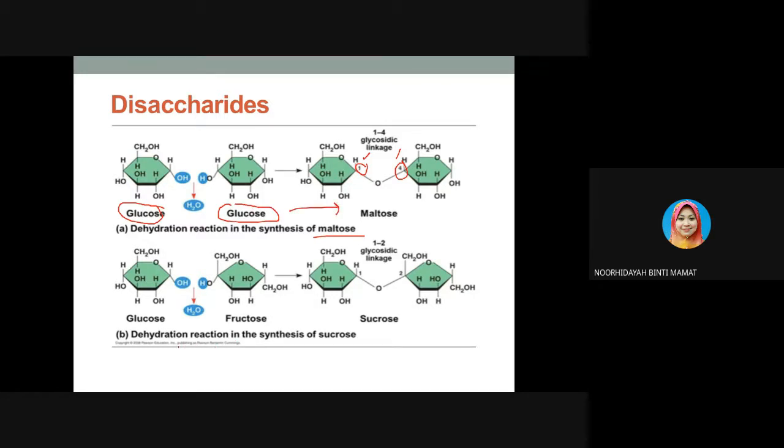While the second example is the dehydration reaction in the synthesis of sucrose. Sucrose is actually the combination of glucose and also fructose. 1, 2. So this is what we call a glycosidic linkage, or glycosidic bond. 1, 2 glycosidic linkage. So they will become the sucrose.